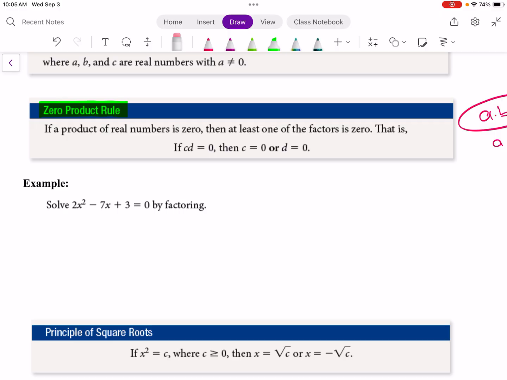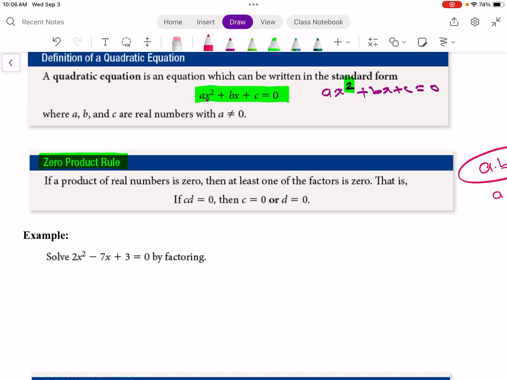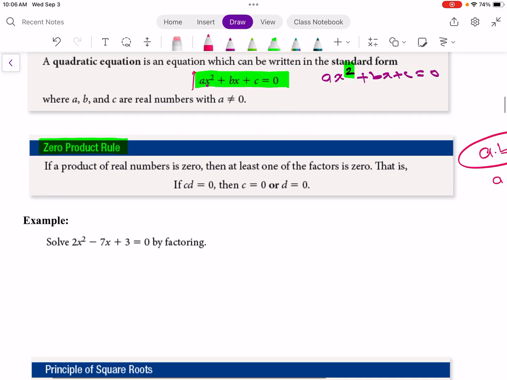Okay, now in this factoring method, the very first step is to rewrite our quadratic equation in a standard form, and the standard form is this. So you rewrite, or you make one side of the quadratic equation equal to 0. If you have 0 on one side of your quadratic equation, we have this standard form.